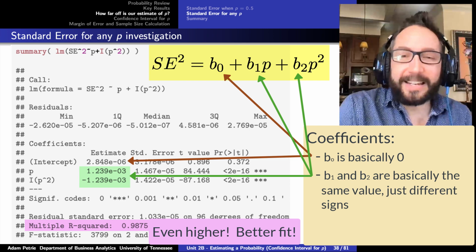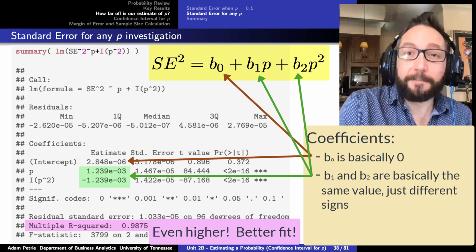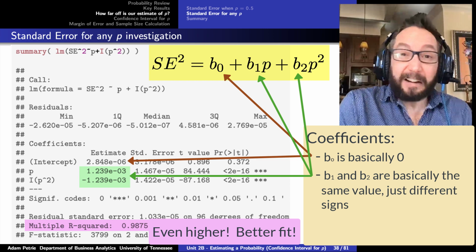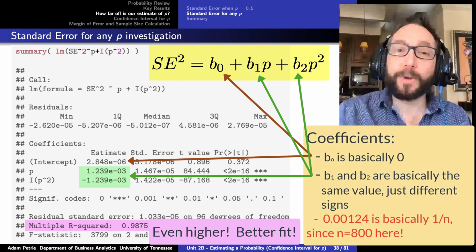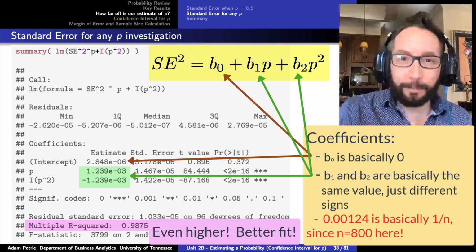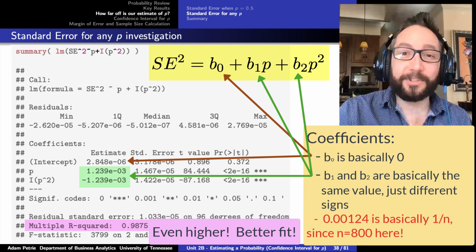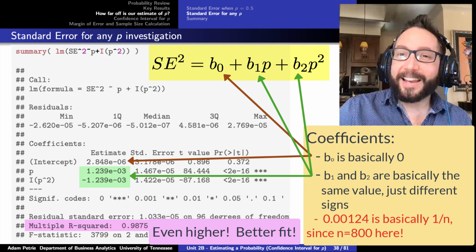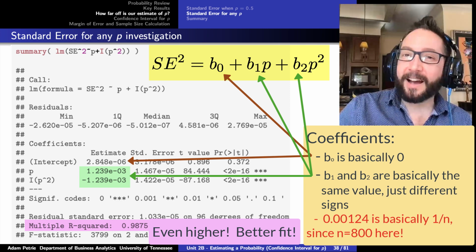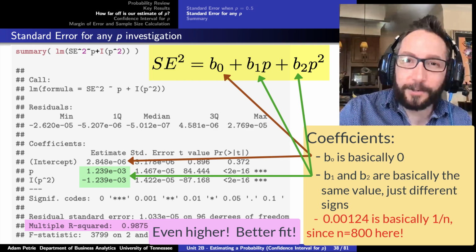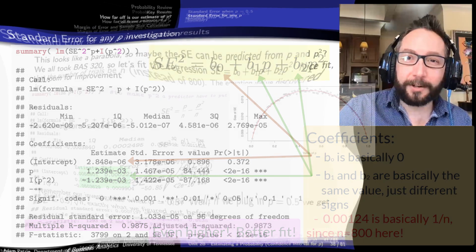And so that indicates that the coefficients of p and p squared in this model are actually the same number, just with opposite signs. And it just so happens with this investigation, this was made with 800 flips, a sample size n of 800. It's awfully suspicious that this 0.001239 is very, very close to actually just 1 over 800.